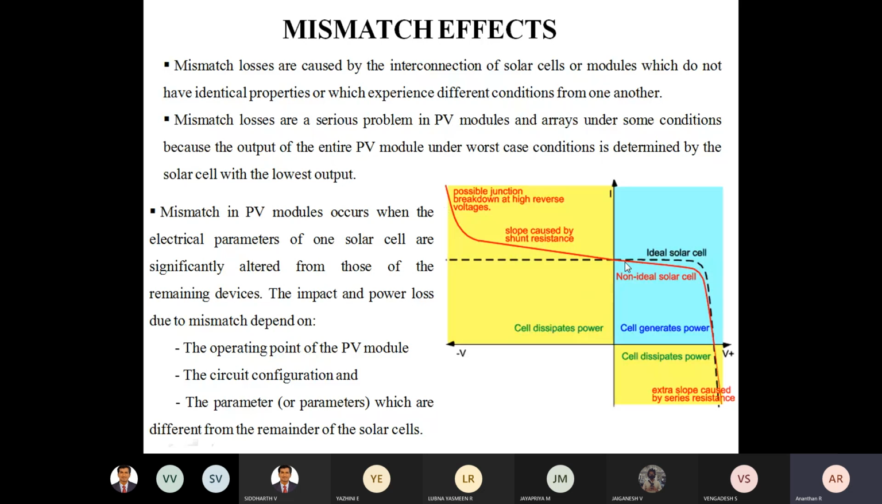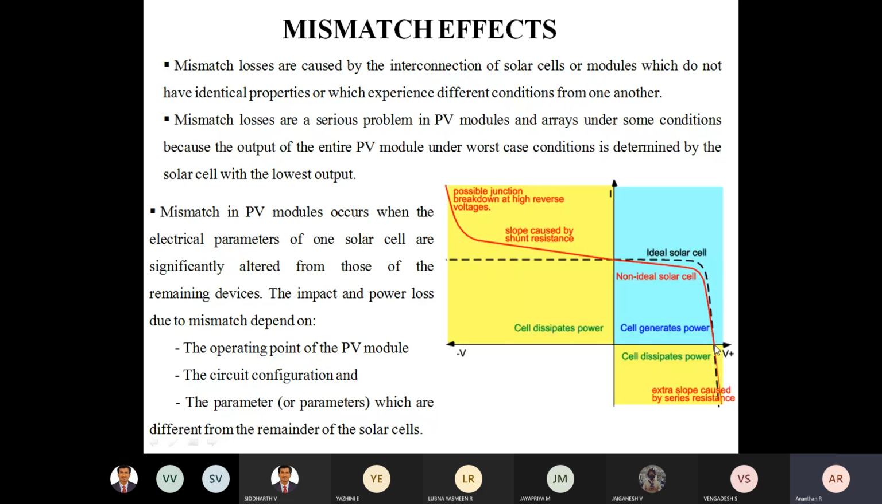Here there are two systems: one is the ideal solar cell, the other is the non-ideal solar cell. In the ideal solar cell, almost all the cells are generating power. We can get power from all the solar cells operating in good conditions. There are no mismatches within it, and at that time we can see the IV curve like this.